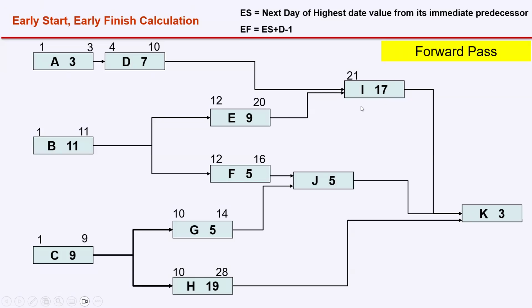Very good. Now I want to see all your answers. What will be the early start of activity J? Very good. All of you are right. The highest is 16, so the next day is 17. Activity H is finishing on day 28. What will be the early start of activity K?